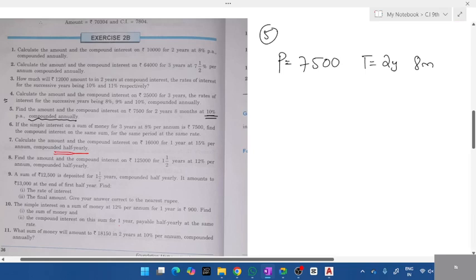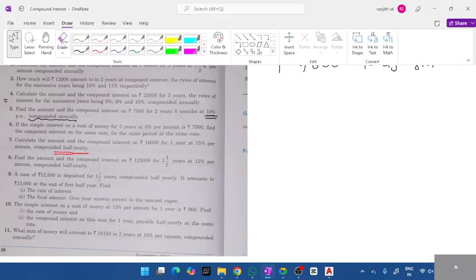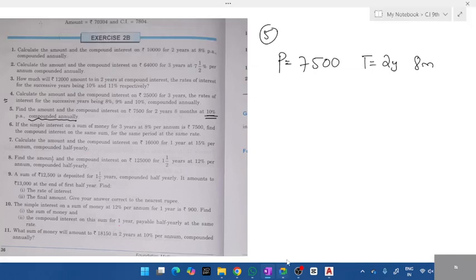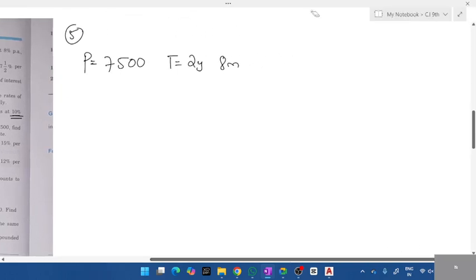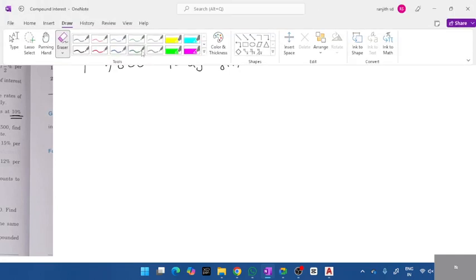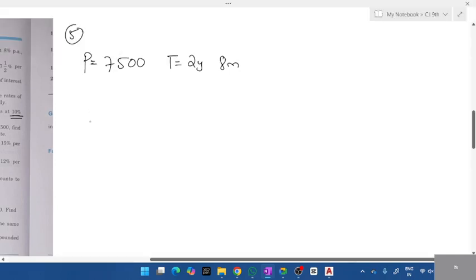Now the fifth question. Let's try this one. I'll tell you once, later you can calculate. Now the time period is 2 years, 8 months, students. Use the formula. What's the formula to find the amount? Amount is equal to P into 1 plus r by 100 to the power n. n stands for time.